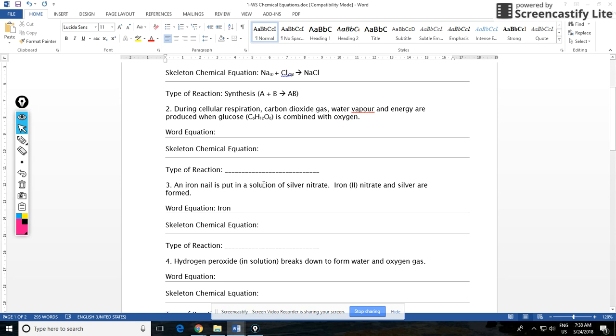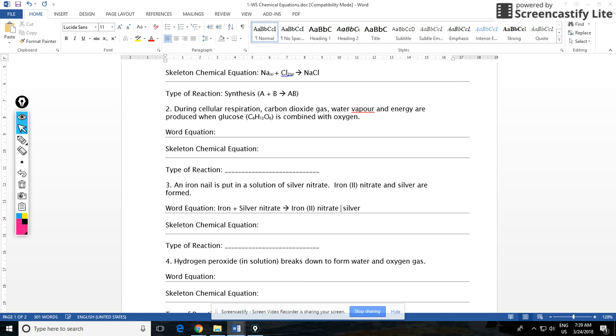An iron nail is put into a solution of silver nitrate. And then at the end, we tell you that these two things over here, iron 2 nitrate and silver, are formed. So if these are formed, those are our products, and the ones over here must be our reactants. So iron plus silver nitrate, and they're going to produce, so I'm going to put my arrow, iron 2 nitrate plus silver. Make sure you put plus.